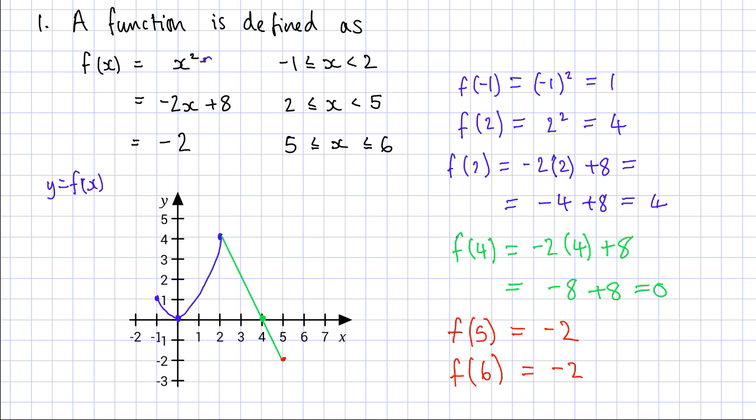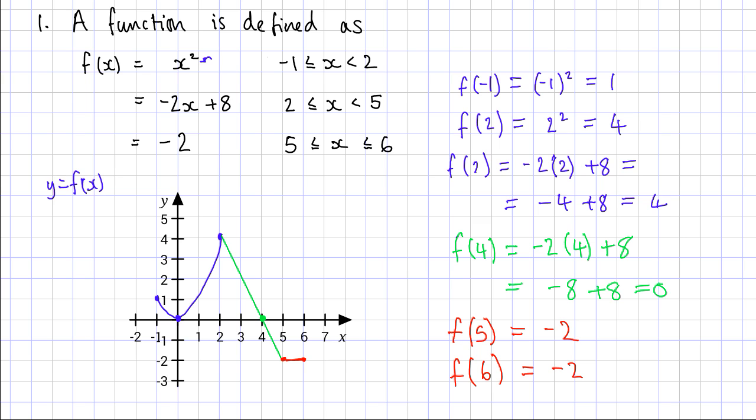And also when x is 6, my output is minus 2. So let's plot that as well. X is 6 and my output is minus 2. It's there. So now I can just finish this with a straight line through there. And that is my function now.